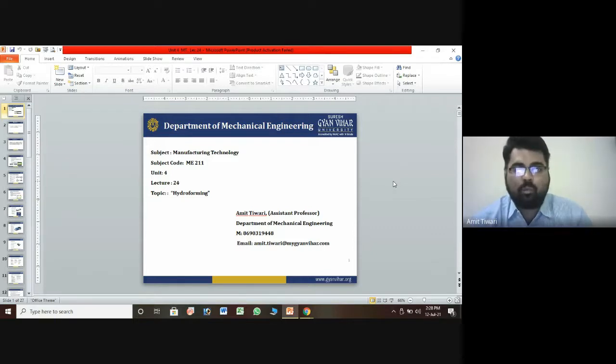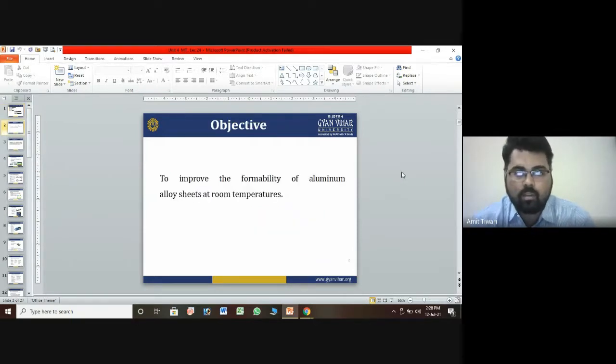Today is the 24th lecture of this series and the topic of today's lecture is hydroforming. So let us start. The objective of today's lecture is to improve the formability of aluminum alloy sheet at room temperature. So today we are discussing some hydroforming techniques and how the formability of aluminum alloy sheet can be improved at room temperature.